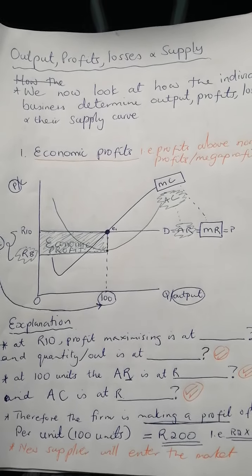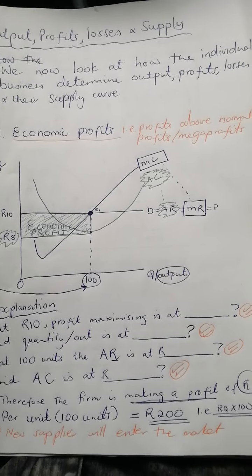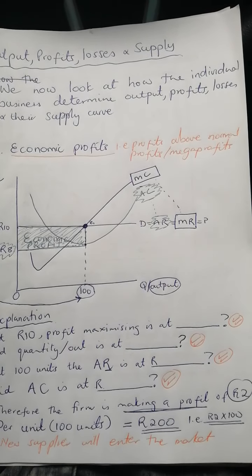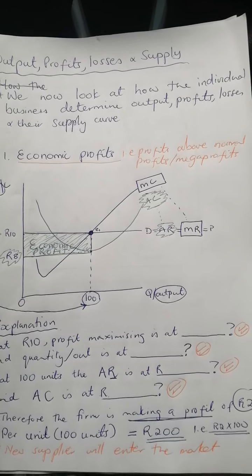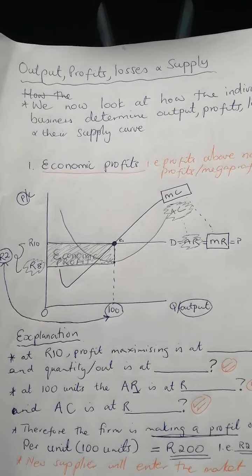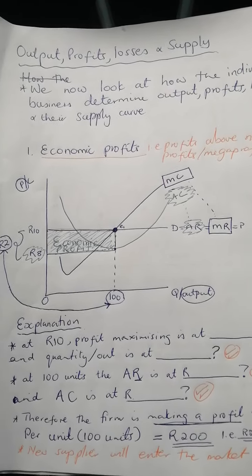Okay. Now let's start with economic profits. What are economic profits? Economic profits are what you normally call your mega profits or super profits. That is profits above normal profits, when the companies are making more profit than they are supposed to make.